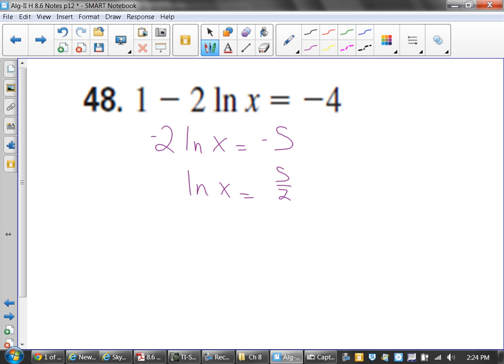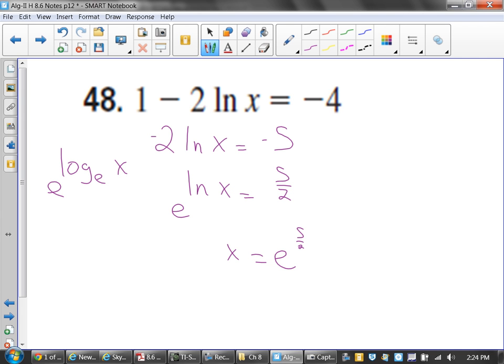How do you undo natural log? You exponentiate it with e. Remember, natural log is the log base e. So if I exponentiate it, this value just comes here: e to the 5 halves. And that's your answer. It is a horrible decimal, but that's all it is. Again, when you're dealing with natural log, just remember it's nothing more than log base e.